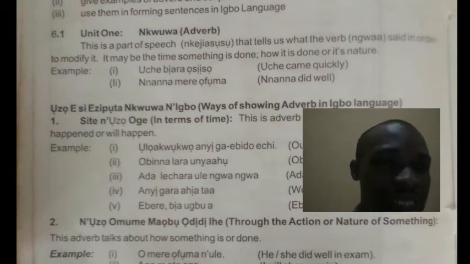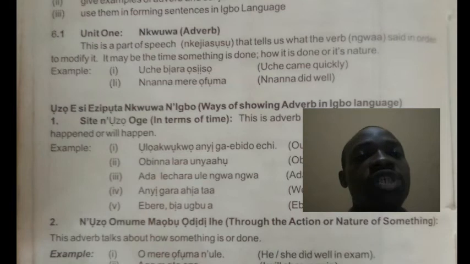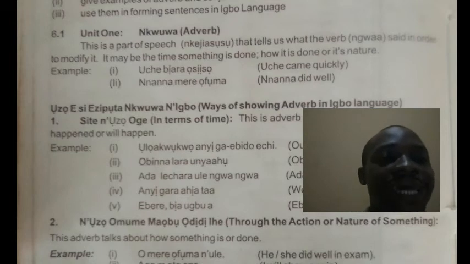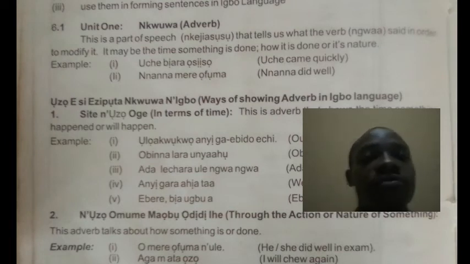An adverb tells us what the verb is, ngwa in Igbo. When you hear ngwa, we are talking about verb. It is said in order to modify it. Now, it may be the time something is done, how it is done, or its nature. We have the examples there. Uche bịara ọsịsọ. Uche came quickly. The two. Nna mere ọfụma. Nna did well. Okay? So you can see that you can relate it to nkwuwa, which is adverb, with the example we just gave you now.